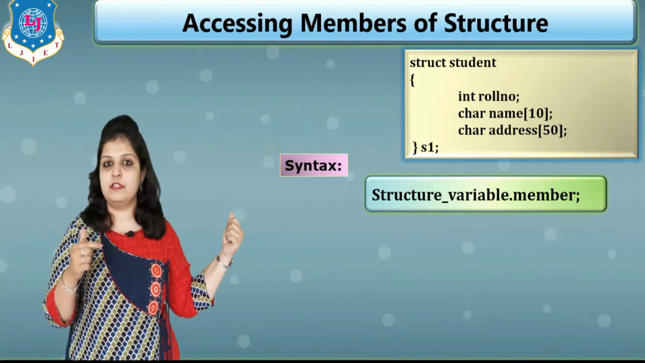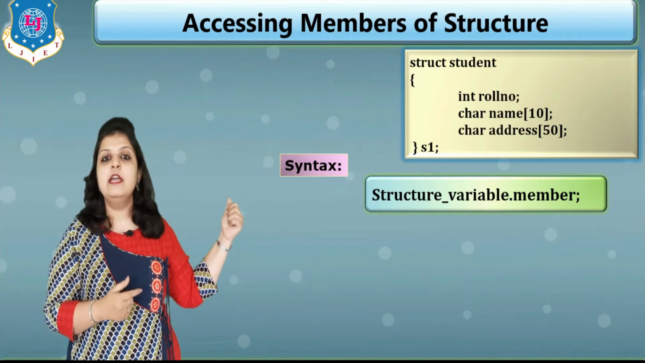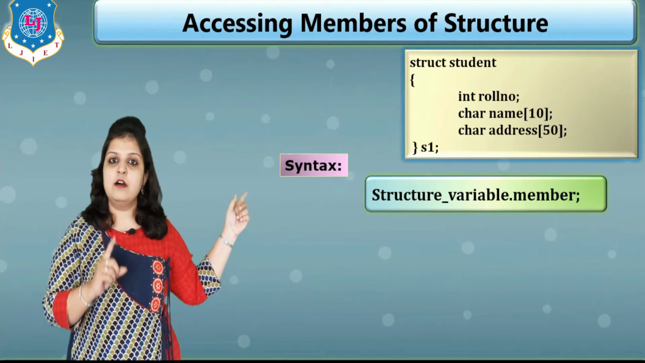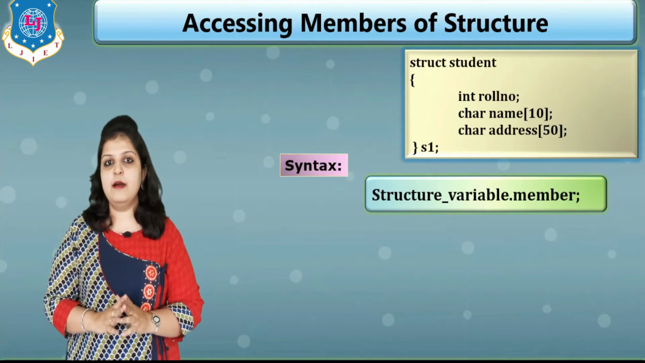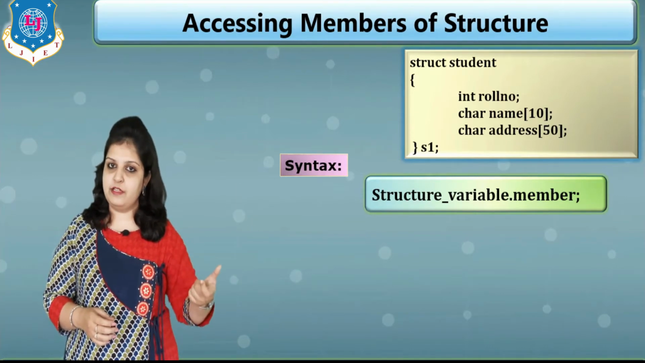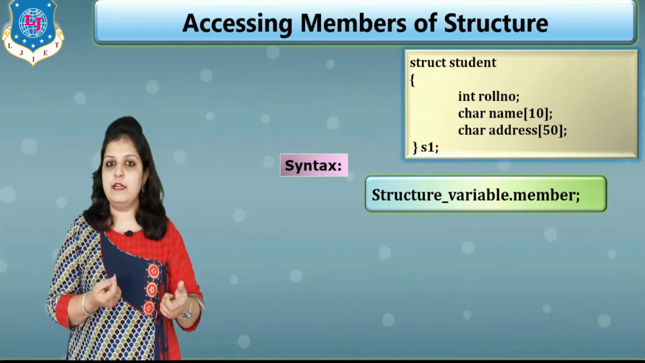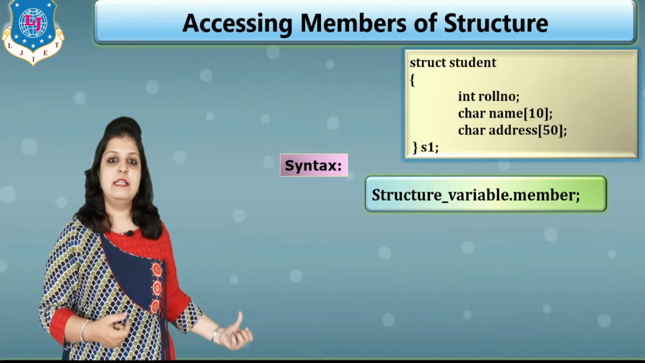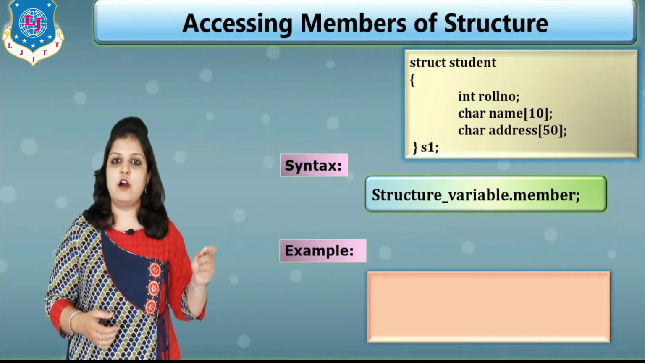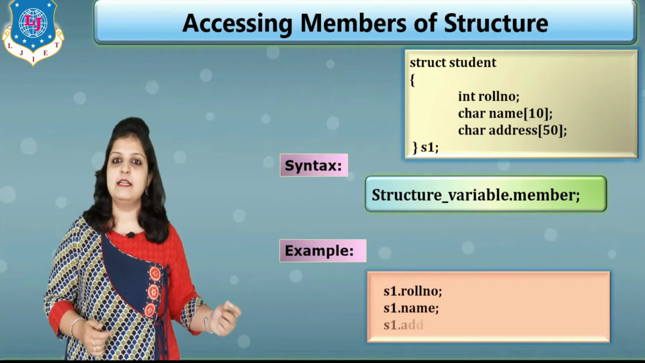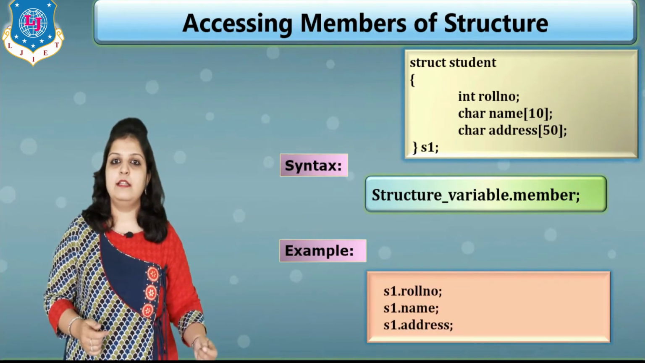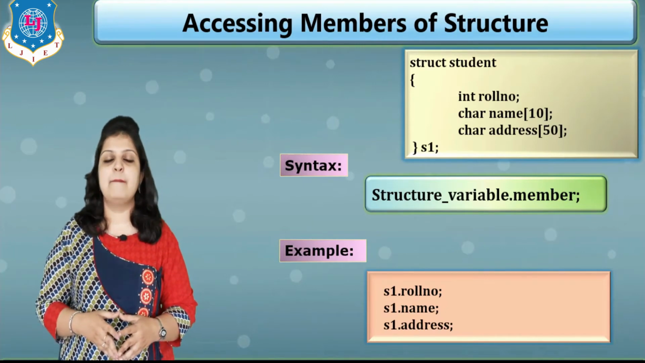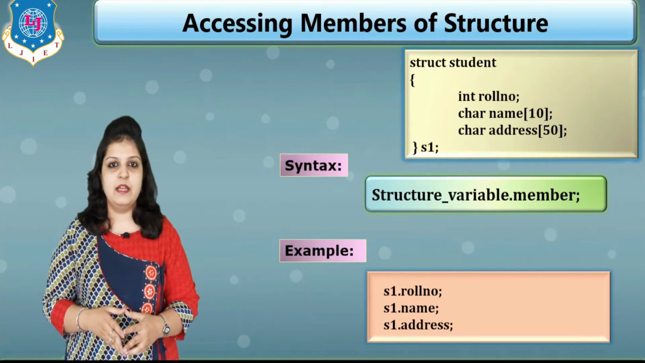How? Just see the syntax: first you have to write the structure variable, that is S1. Just remember the difference between members and structure variable. Here in the example, S1 is your structure variable, and these three, roll number, name and address, are our members. So first we write our structure variable, then use the dot operator, and then write your members. See the example: S1 dot roll number, then S1 dot name, and third S1 dot address. So in this way we can access the members of our structure.